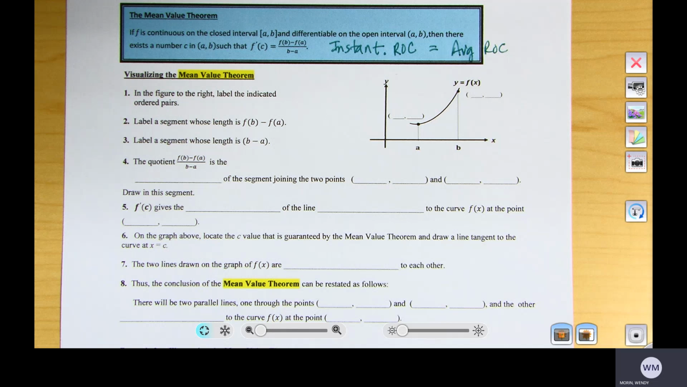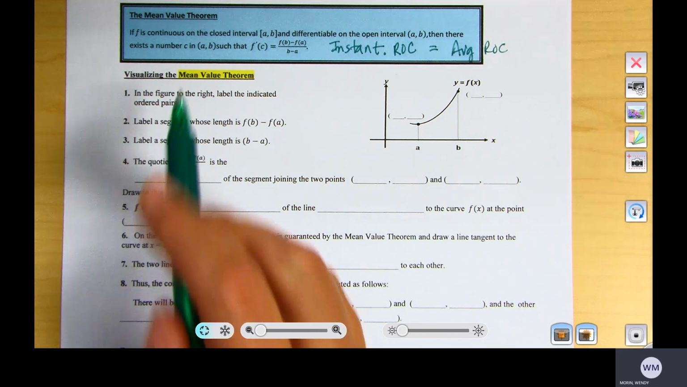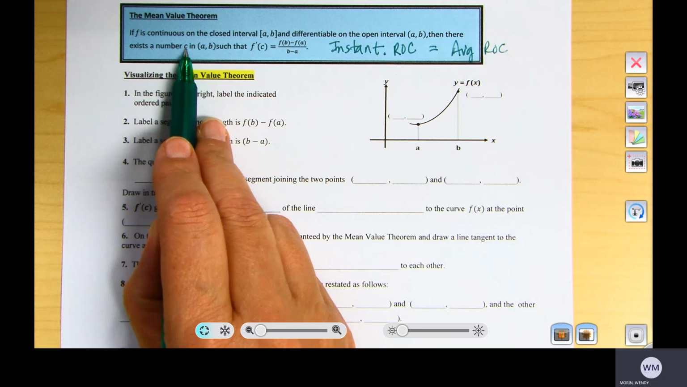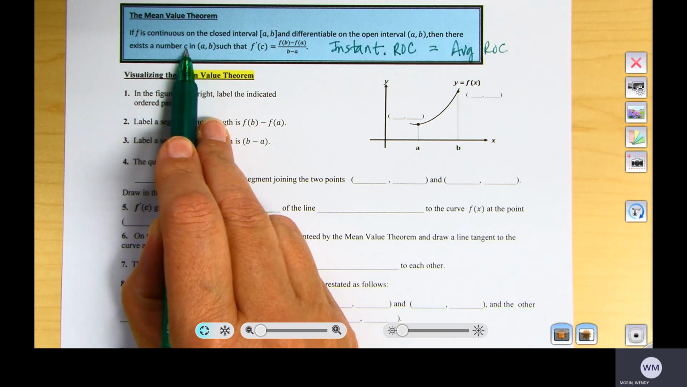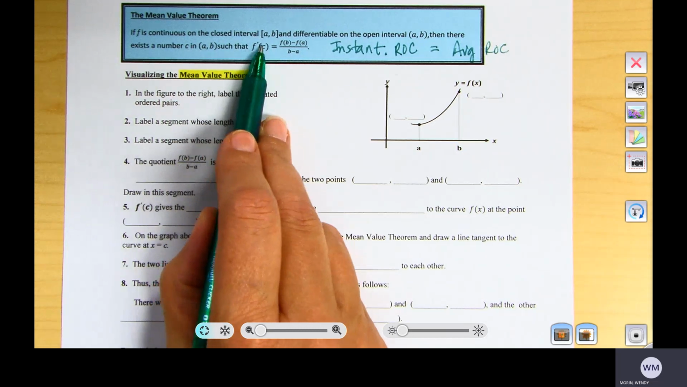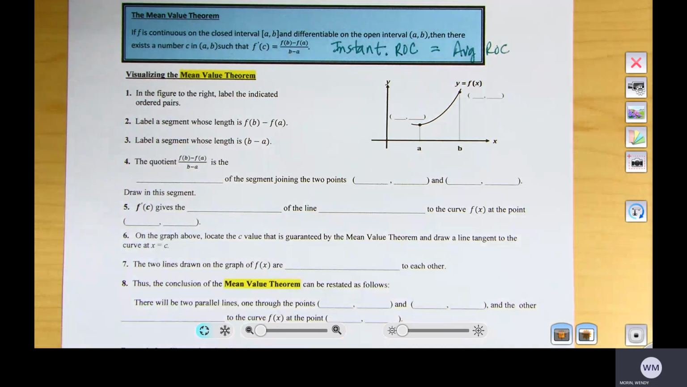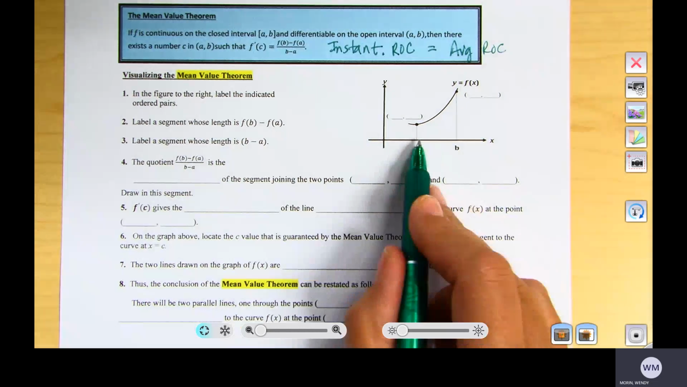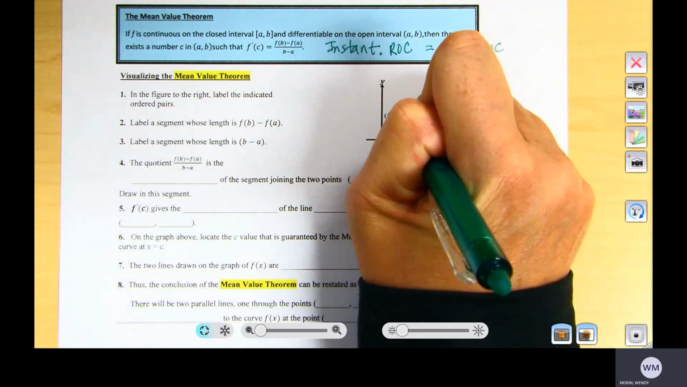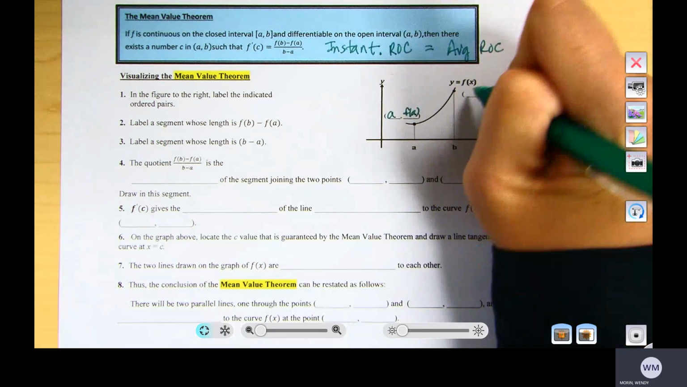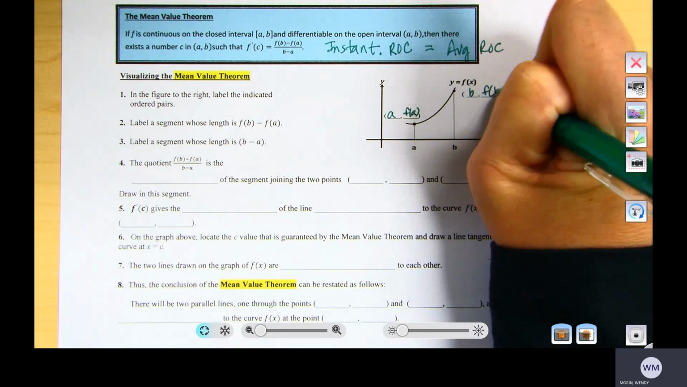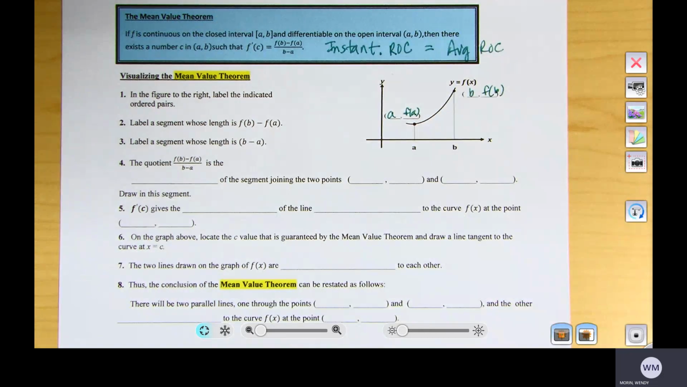So as long as the function is differentiable and continuous, well, if it's differentiable, it has to be continuous over an open interval, then there exists at least one number, c, such that the instantaneous rate of change equals the average rate of change. So let's take a look. Here again, we have a and we have f of a. Over here, we have b, and the y value is f of b. Okay?